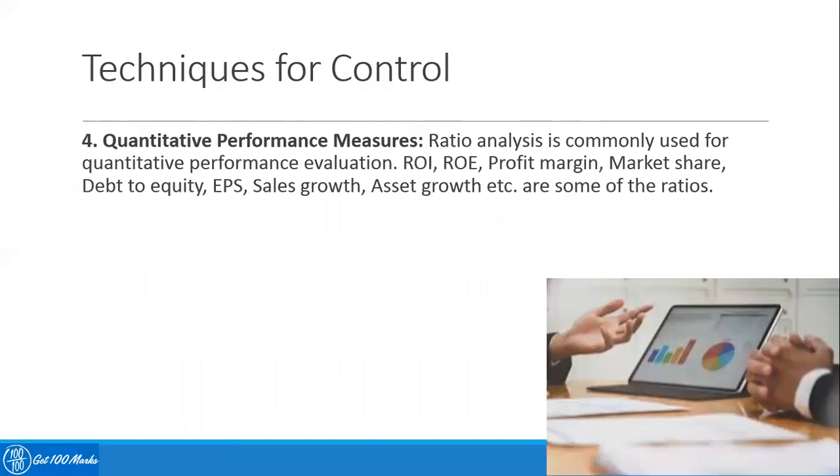Fourth one is the quantitative performance measures. In quantitative performance measures, ratio analysis is the tool that is commonly used. Ratios such as ROI, return on investment, ROE, return on equity, profit margin, market share, debt to equity, EPS, that is earnings per share, sales growth, asset growth, etc. are some of the ratios that are used in order to measure the quantitative performance of an organization.